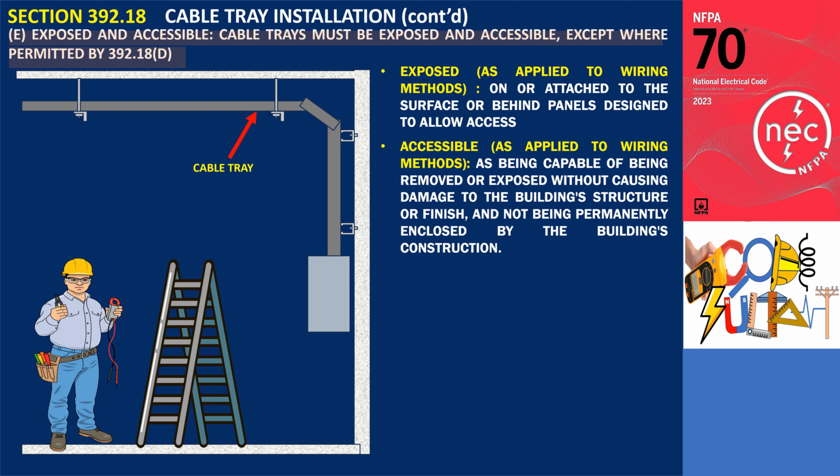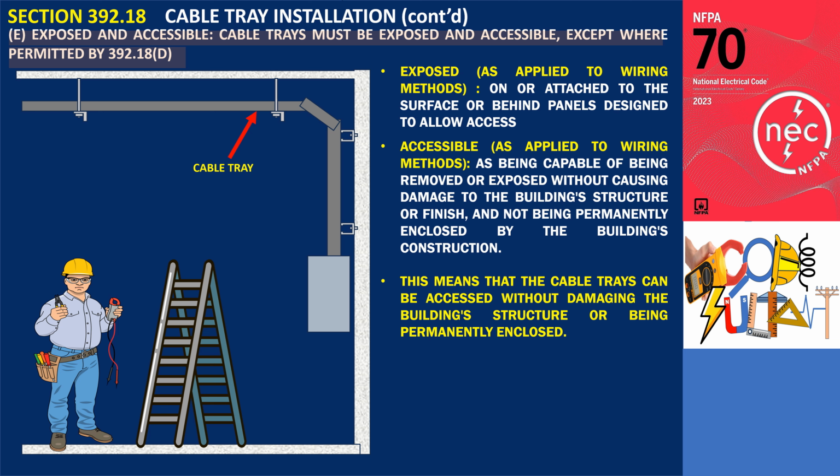without causing damage to the building's structure or finish, and not being permanently enclosed by the building's construction. This means that the cable trays can be accessed without damaging the building's structure or being permanently enclosed. The illustration depicts a cable tray installed above a fixed ceiling, rendering it inaccessible and violating the regulations. In contrast, if the ceiling has removable panels, the cable tray would be accessible and exposed.